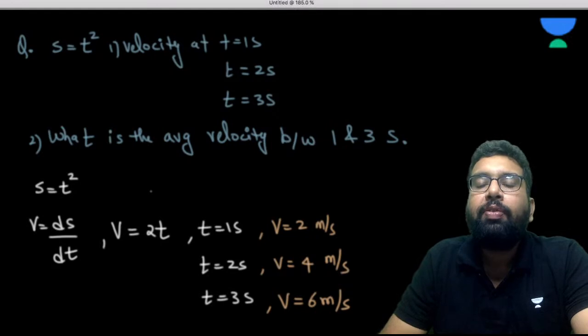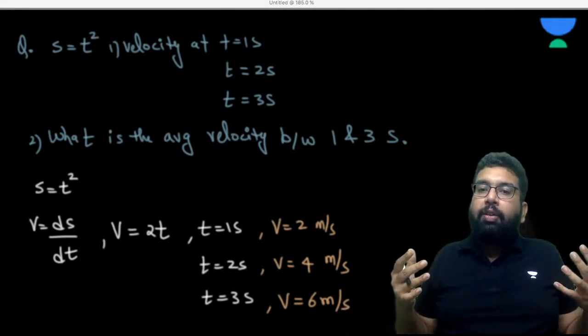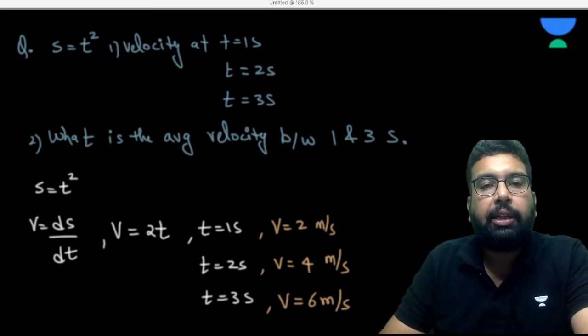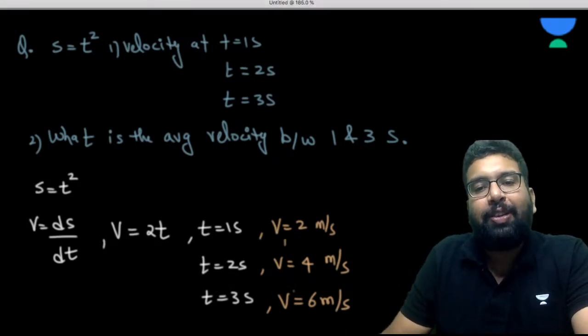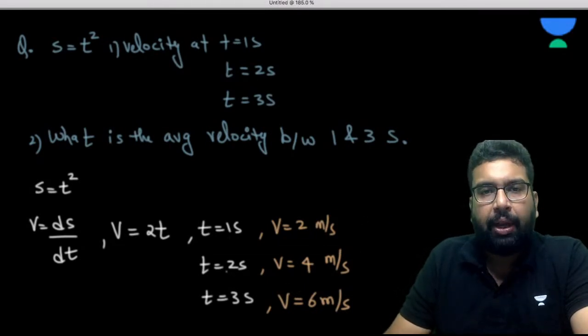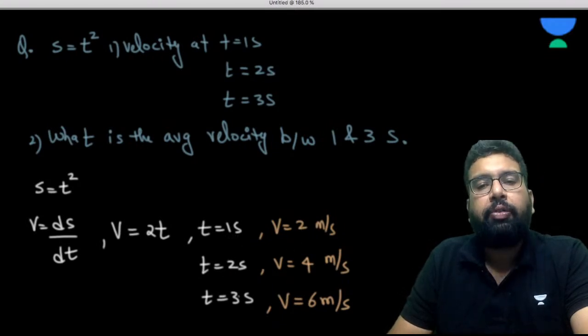What is the average velocity between 1 and 3 seconds? Now here many students make this mistake. So shall we take the average of the velocity at 1 and velocity at 3? So first of all, you don't have to write like that. We have to write like this. So T at 1 second is this, 2 second is this, 3 second is this.